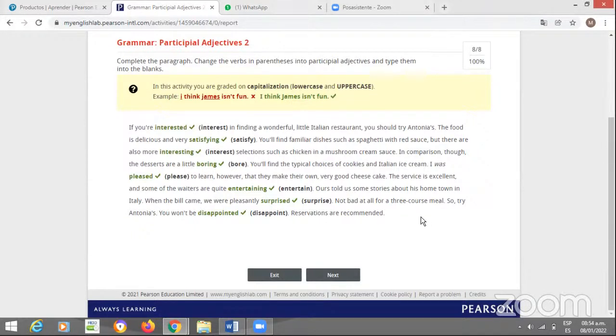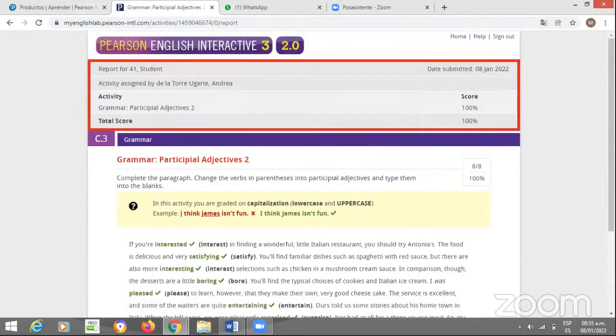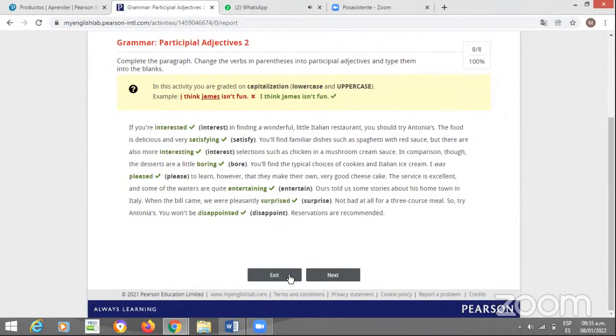Infinitives of purpose. Okay, so I send you and you could check it, okay?